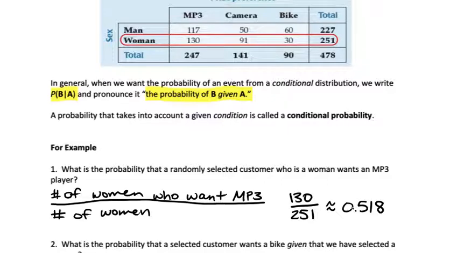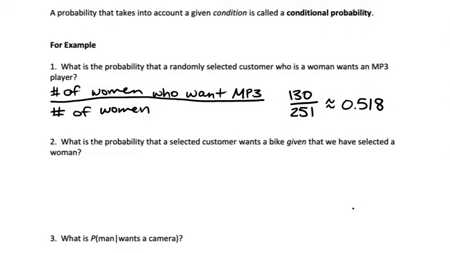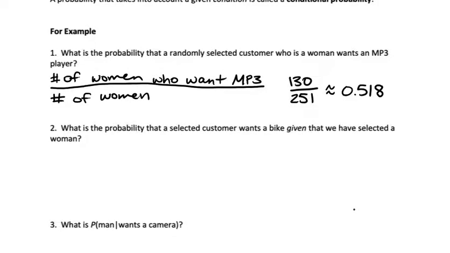So that tells me that a little bit over half of the women customers said that they would like an MP3 player. Question 2 says, what is the probability that a selected customer wants a bike given that we have selected a woman? Now, this is the same as question 1, it's just phrased a little bit differently.